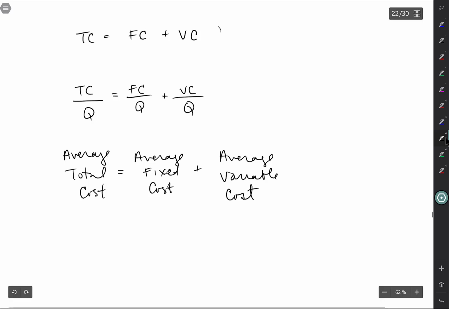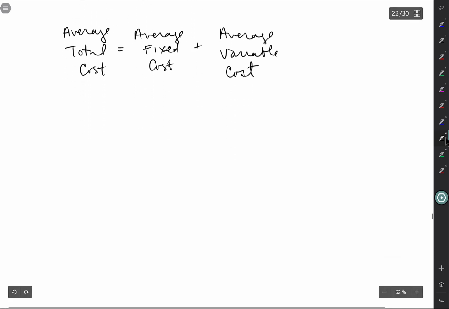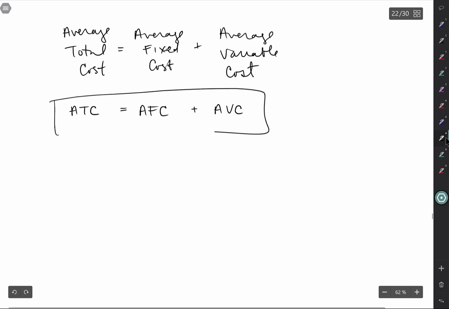And how did we get that? We just divided by Q here, right, which took us to this equation, and then we just wrote out what that means. And so now we're going to use abbreviations for this. This is ATC, your average total cost of production. This is AFC, your average fixed cost of production. On average, what's your fixed cost per unit? And then your average variable cost. On average, for the average unit, what's your variable cost? Okay. So we're going to focus on this representation of it.